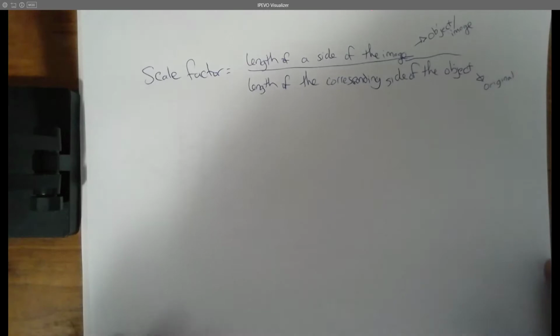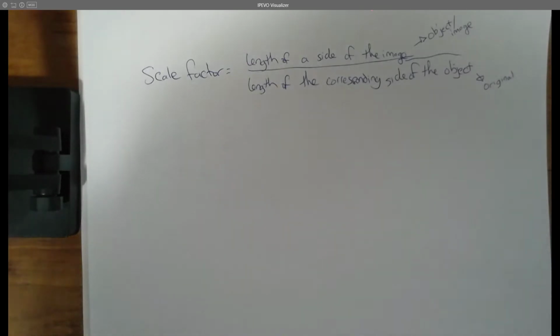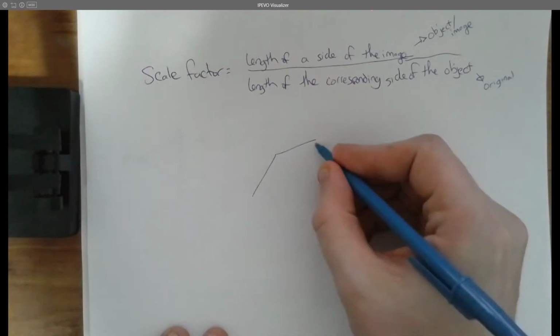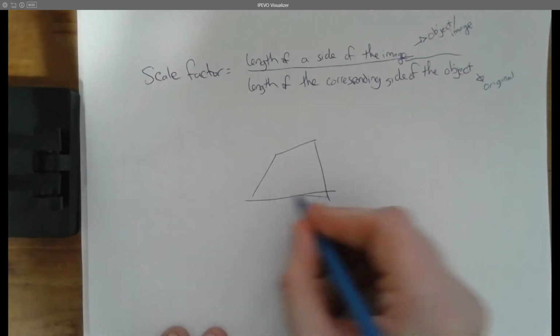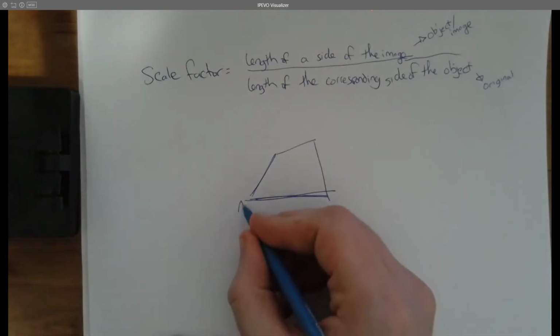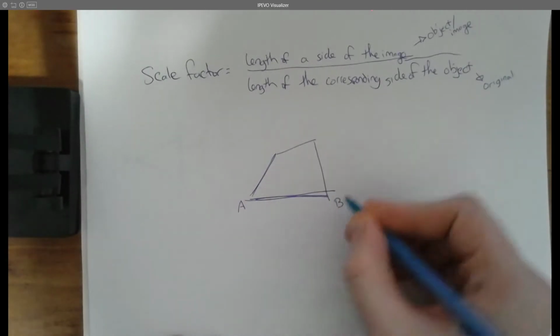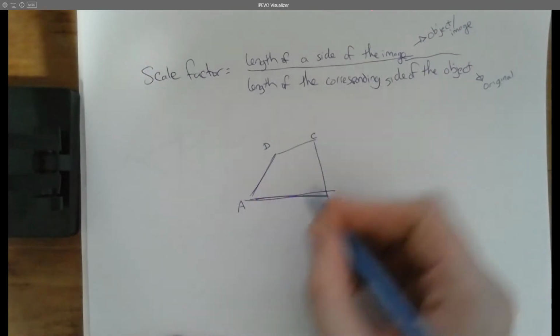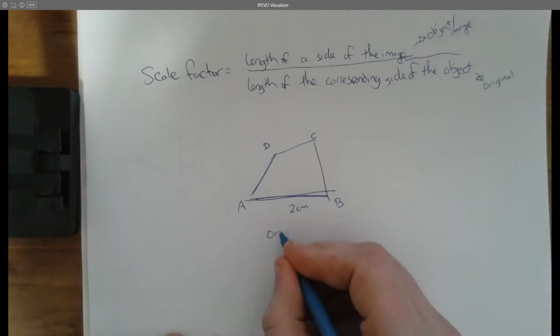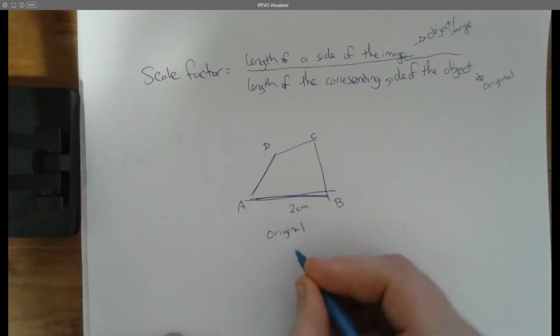Now, when we talk about originals, we can talk about either reductions or enlargements. So let's take a look at kind of an original shape here. Let's say that's our maybe slightly poorly drawn shape, but that's our shape. We're going to call it A, B, C, and D, and we're going to say that this side length here, AB, is 2 centimeters. This is our original image.